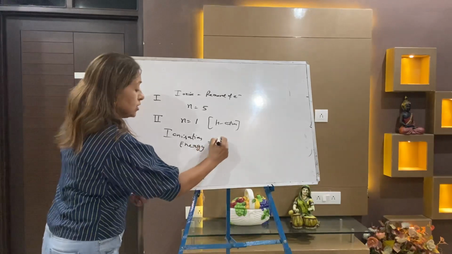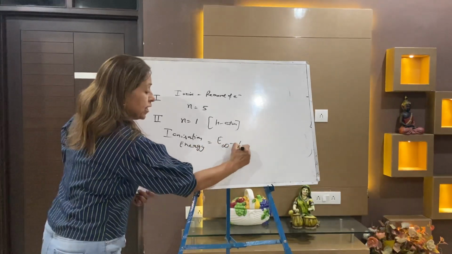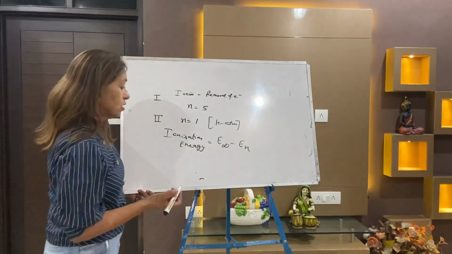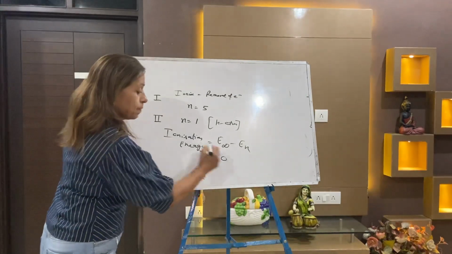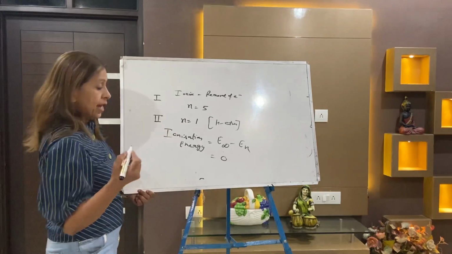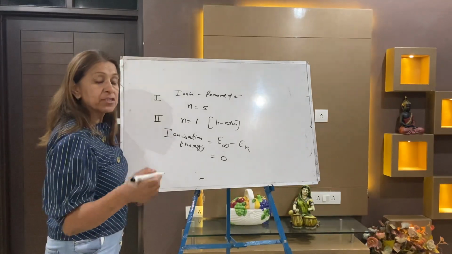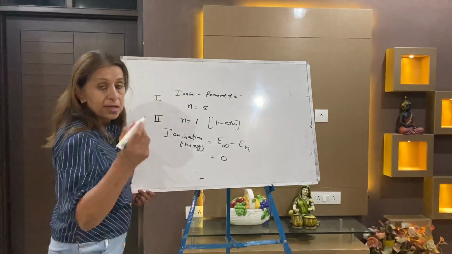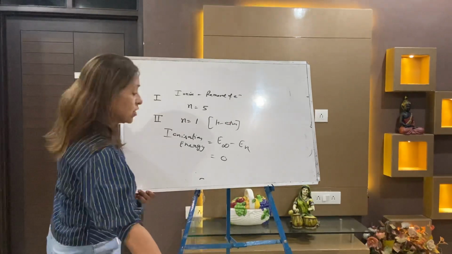So ionization energy is equal to E infinity minus En. The ionization energy topic we will take in the next chapter. So E infinity is 0, that I will tell you later on. E infinity is when the electron is far away from the nucleus. There is no attraction, there is no repulsion, and the energy is taken as 0.